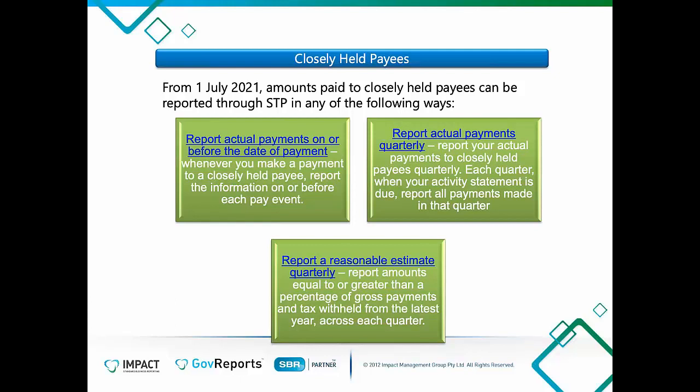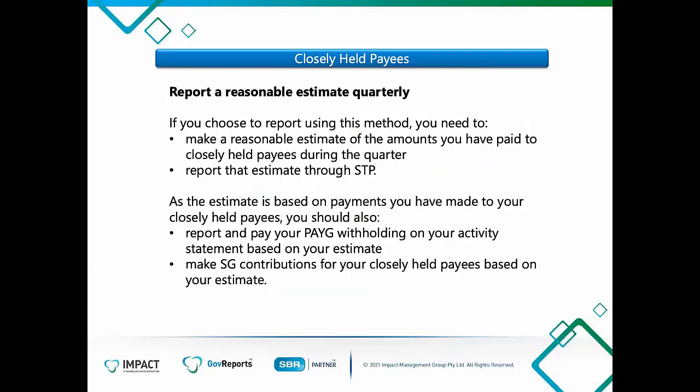It absolutely has to be, from my point of view, the tax agents directing that. So if you choose to report the estimated quarterly, you need to make a reasonable estimate of the amounts you've paid, and you report that estimate through STP.